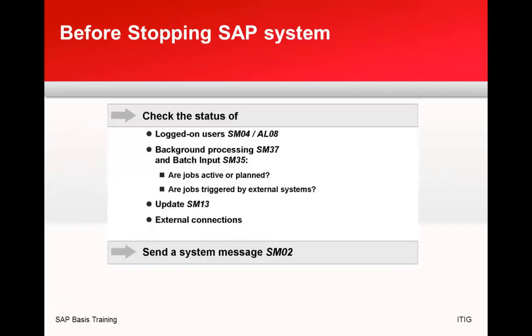Okay, so one major thing to take note is that before you stop any SAP system, make sure that you check the status of the users which are already logged in the system using SM04. Check using AL08. Check the background processing using SM37. Find out which jobs are already running. Find out which jobs are active and which are planned to be triggered soon. Check the update SM31, see if anything is there. Check the external connectivity and send a system message using SM02 that the system is going for a restart.